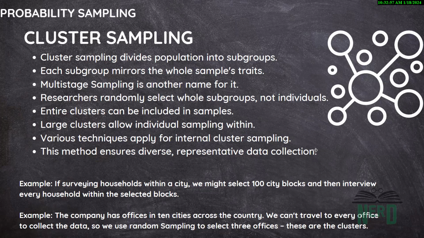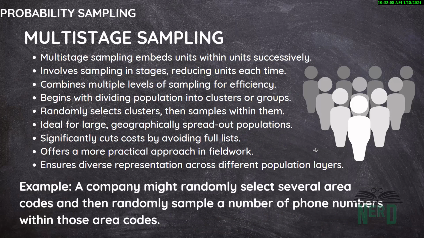Both methods are about making sampling more practical and representative, especially when dealing with diverse and widespread populations, right? Another sampling you can see here is multi-stage sampling. This multi-stage sampling is like a more complex version of cluster sampling.